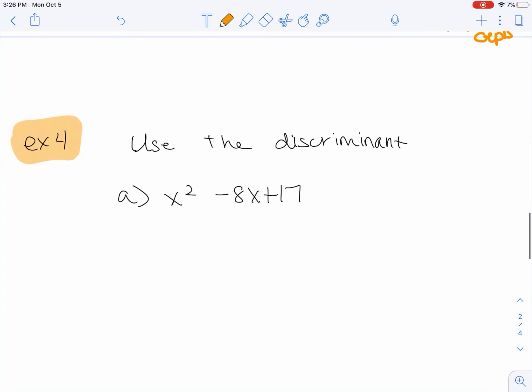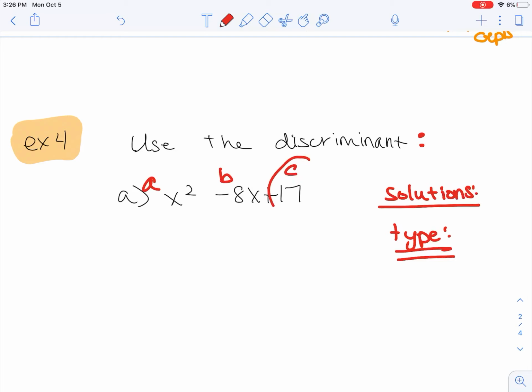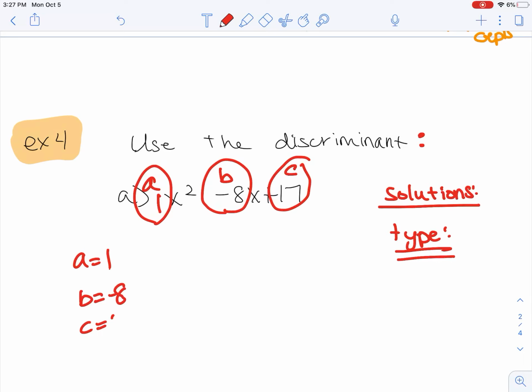So let's look at this example. If they said use the discriminant and they want us to tell how many solutions it has, and the type. Okay, so here we go. We're going to list off A, B, and C. So here's C, here's B, A is 1. So A equals 1, B equals -8, C equals 17.